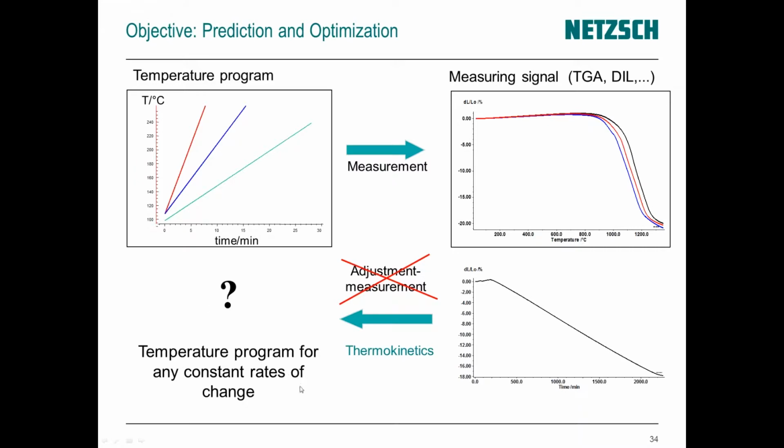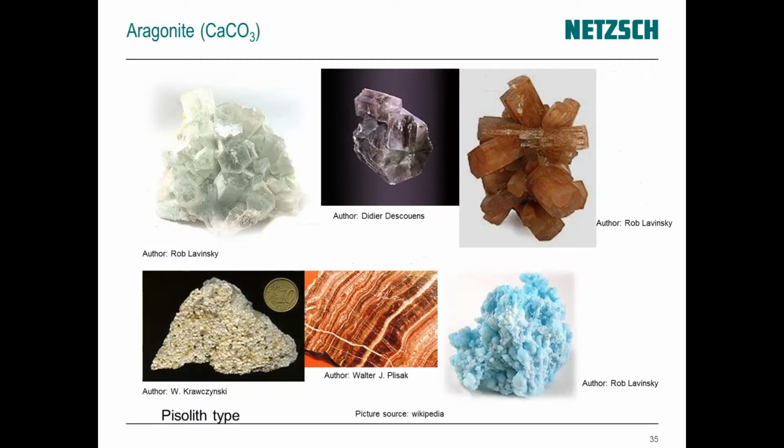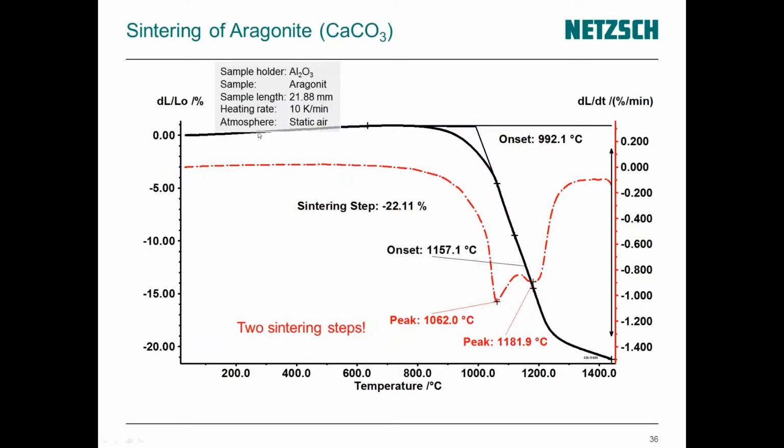As an example, I have here the measurement of aragonite, which is a naturally occurring mineral, as you can see here. So in the first step, we have here the measurement at 10 Kelvin per minute. In black, you see here the thermal expansion, and in red, the sintering rate. So sintering starts around 990 degrees C. And between the maximum here and the end of the heating, we have a sintering step of around 22%.